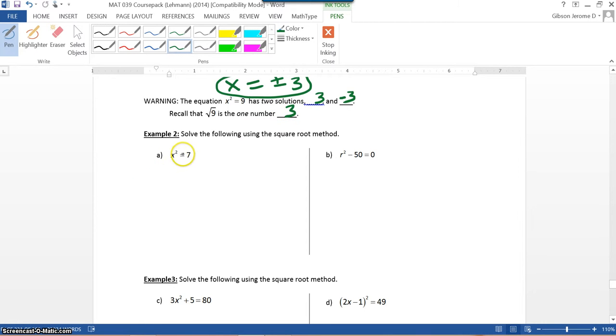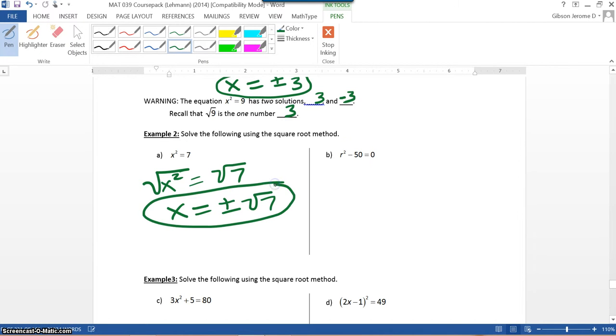So now we look here at A. We got x squared equals 7. So we would take the square root of x squared and the square root of 7. The square root of x squared is x, and the square root of 7 is positive and negative square root 7.